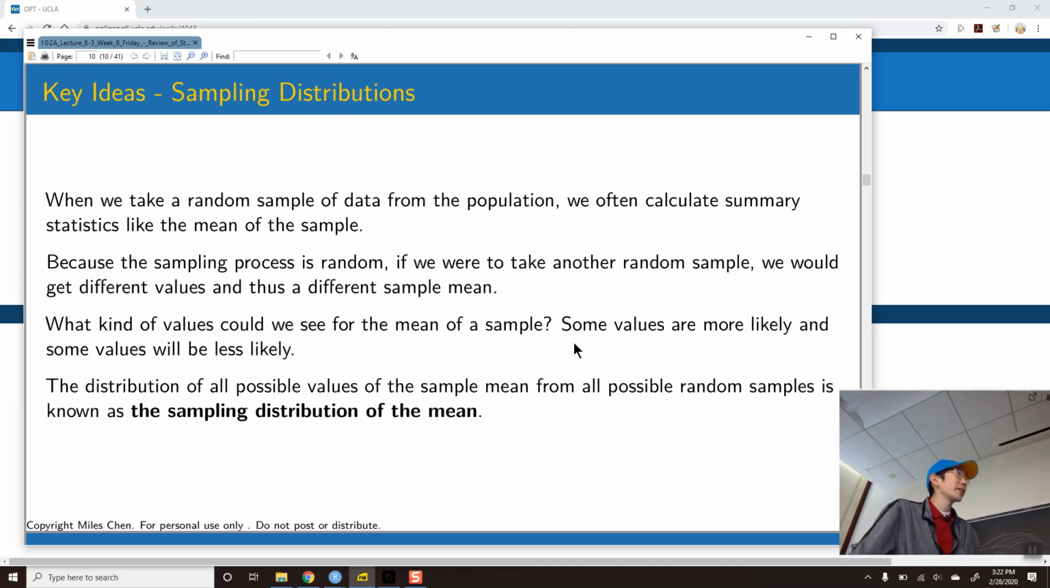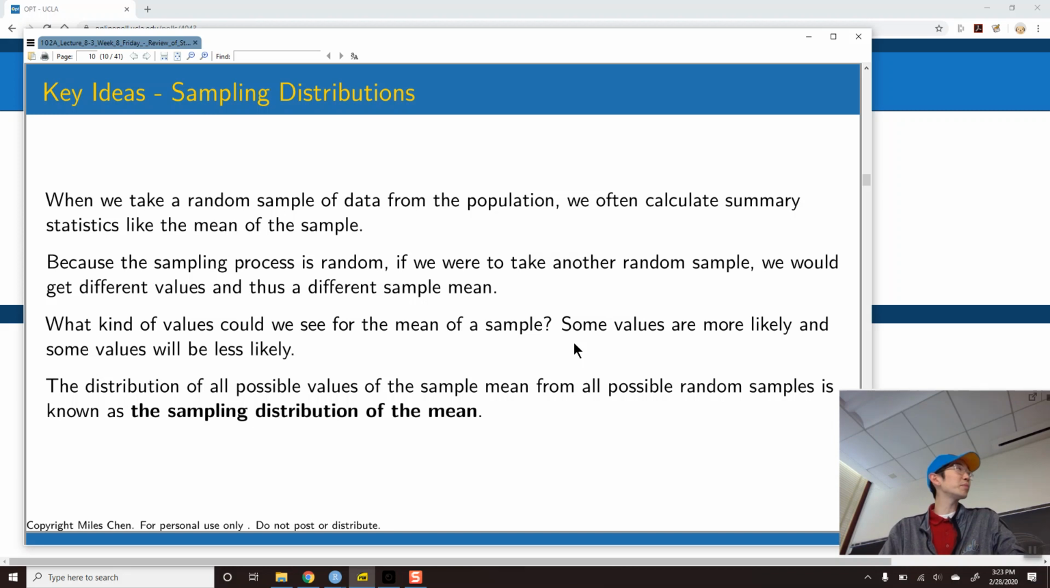Okay, anyway, talking about samples, when you take a random sample of data from the population, you might often calculate a summary statistic like the mean of the sample. Because the sampling process is random, if we were to take another random sample, we would get different values and we would get a different sample mean. So the question is, what kind of values can we get for the mean of a sample?